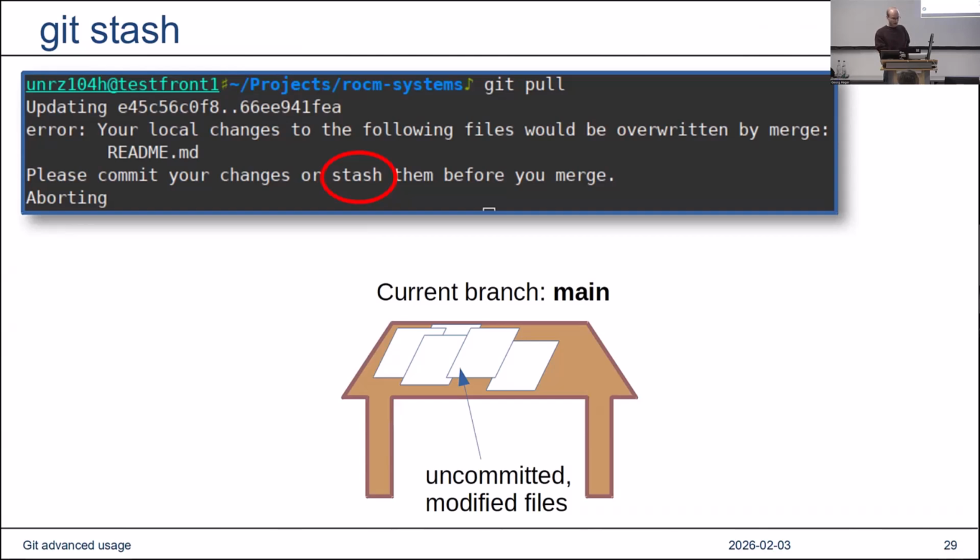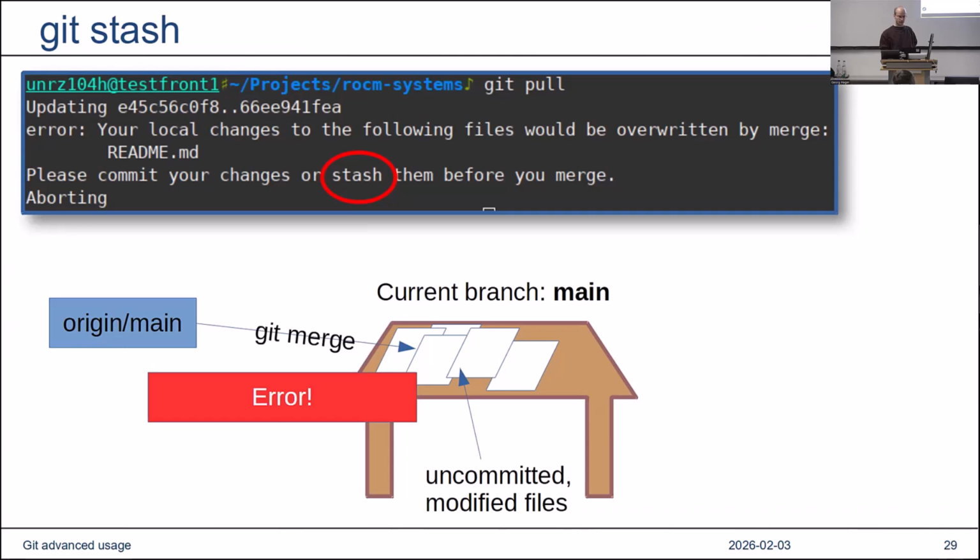So what does it mean? Well, what we're trying to do here is to do a git merge. Let's say we are on the current branch main and we have some uncommitted modified files in our tree. And we want to do a git merge and we get this exact error above. So what do we do about it? Because we want to do this git pull, so what do we do about it?